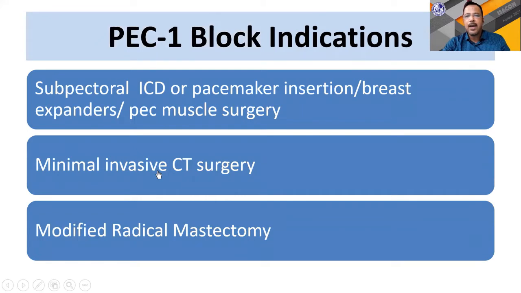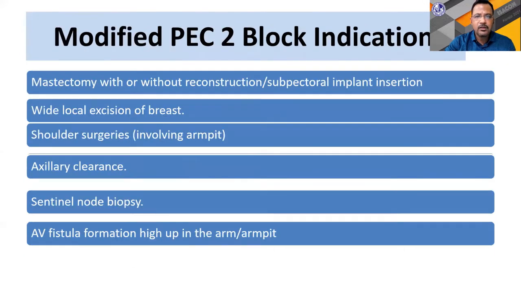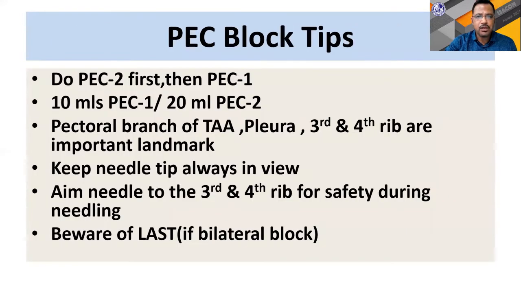Now, what are the indications of PEC-1 block? It is for ICD or pacemaker insertion, for breast expanders, for PEC muscle surgery, and as a part of, along with the PEC-2 block in modified radical mastectomy. PEC-2 block indications are mastectomy with or without reconstruction, wide local excision of the breast, axillary clearance, and sentinel node biopsy.